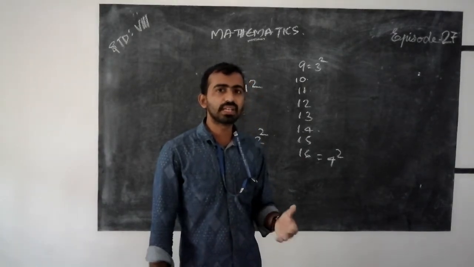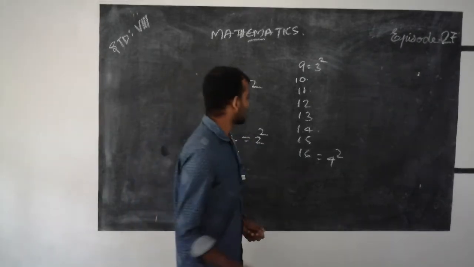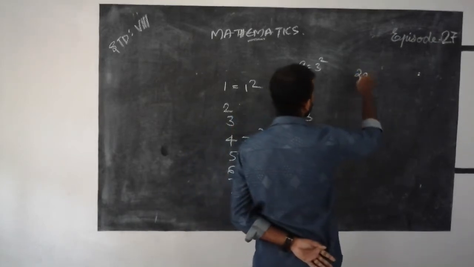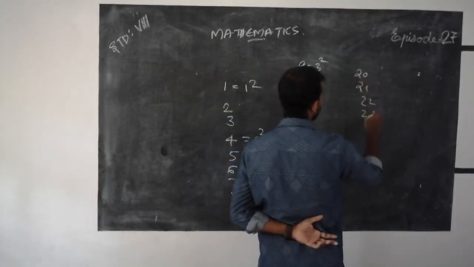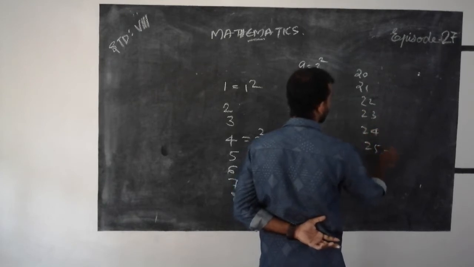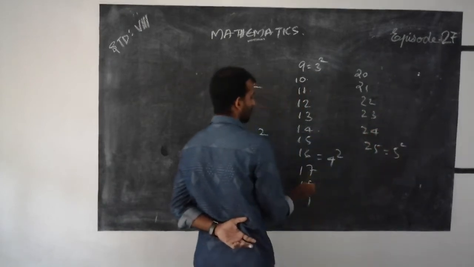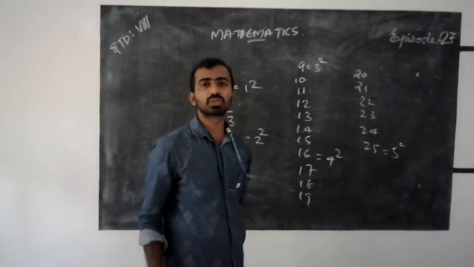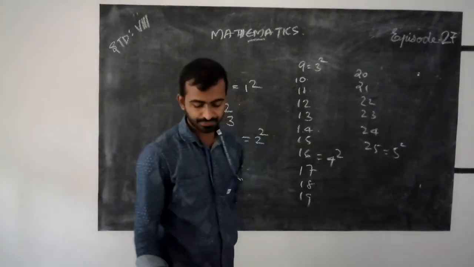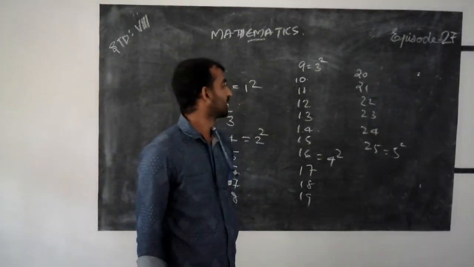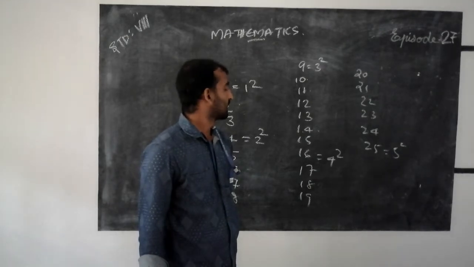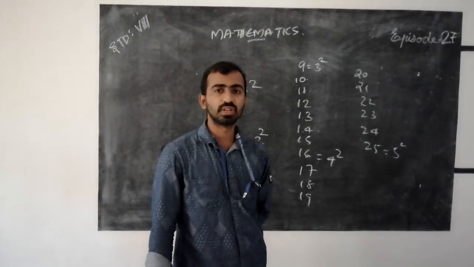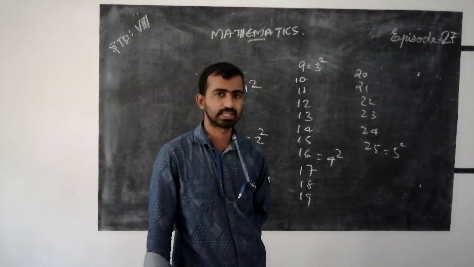Following like this, next is 17 is not, 18 is not, 19 is not, 20 is not, 21 is not, 22 is not, 23 is not, 24 is not, 25 equal to 5 square. That is 1, 2, 3, 4, 5, 6, 7, 8. 8 non-square numbers are existing between 16 and 25. Is it? Yes.